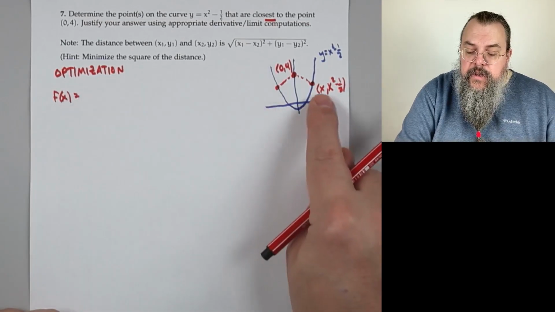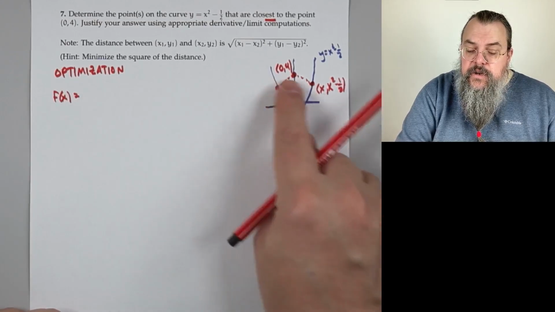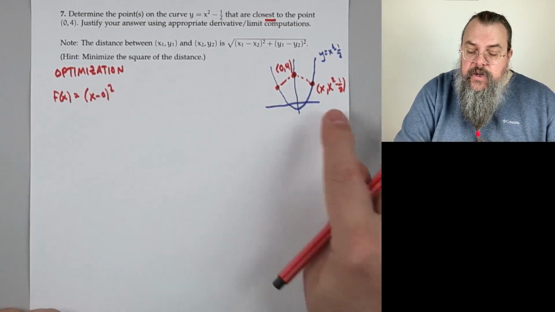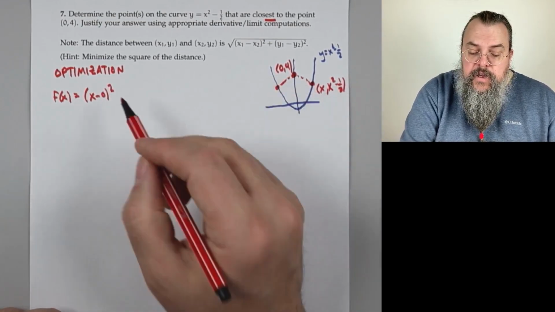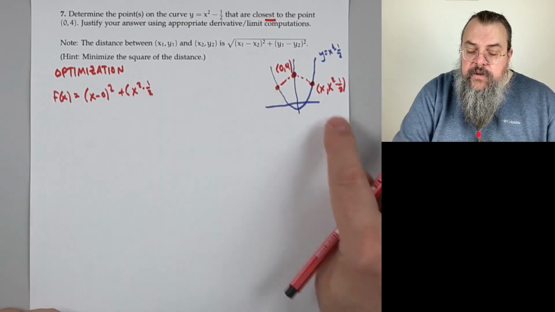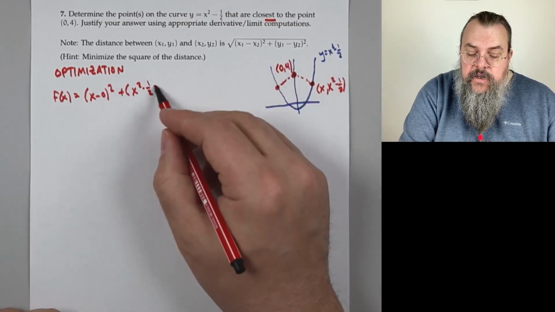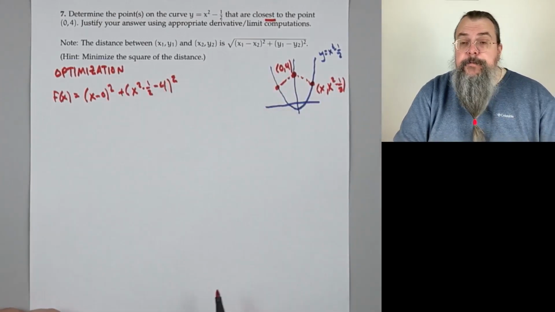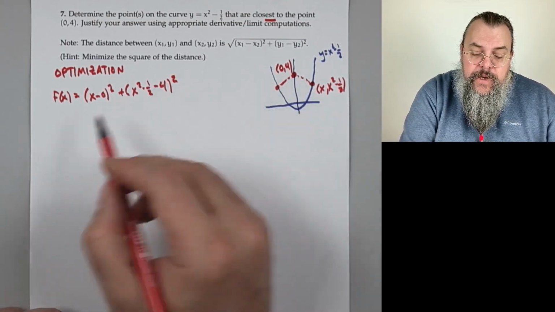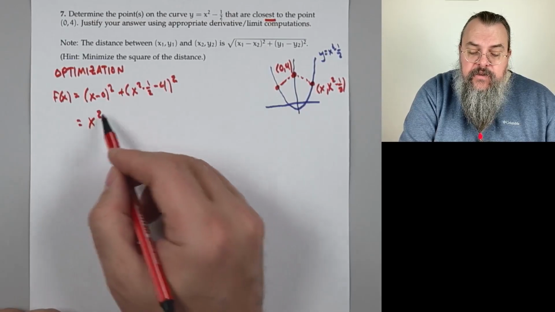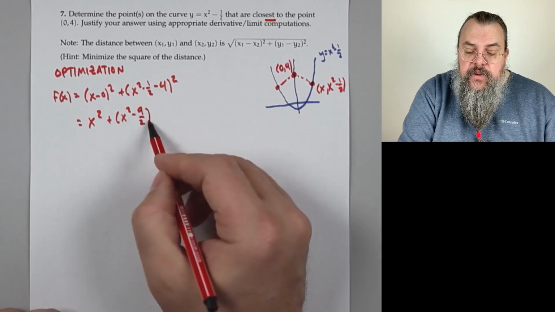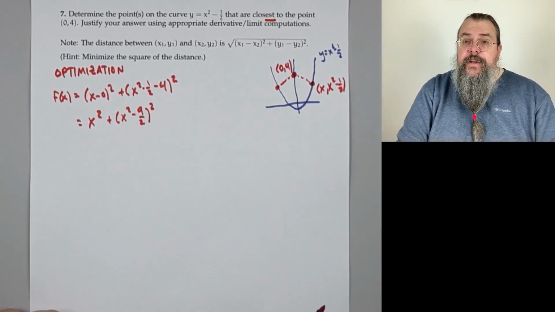So we take x, subtract 0, quantity squared. There's that, minus that. And add x squared minus a half, subtract 4, and again, quantity squared. There we have our optimization problem. Well, we can write that a little bit simpler, x squared plus x squared minus 9/2, squared. Now, we don't have to expand it right now.